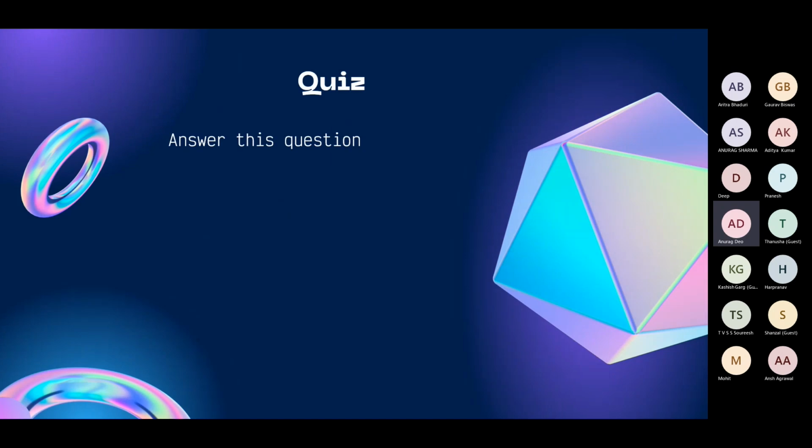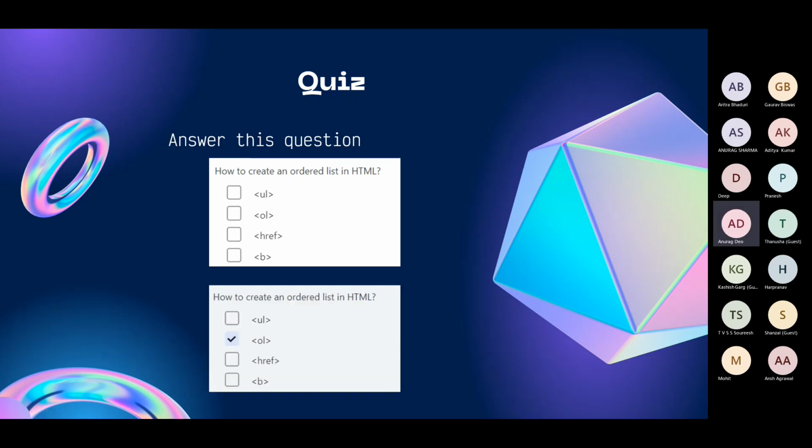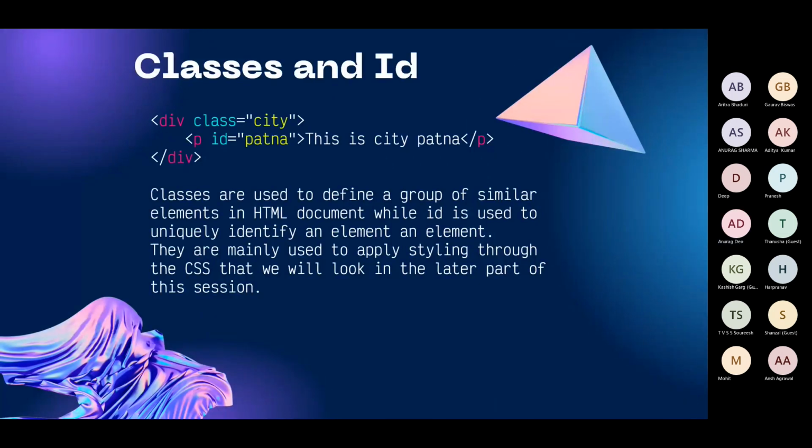Let's do one more quiz. How to create an ordered list in HTML? Anyone? OL. Yes, correct. So using the OL tag, we can create an ordered list in HTML.